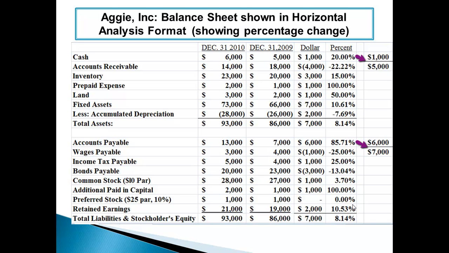Now what you'll find as you move through the lecture notes is I did go ahead and take a snapshot of what horizontal analysis for Aggie Inc. could look like. In this one I showed the percentage increase or decrease, with decreases being shown as negatives. So cash increased 20%, accounts receivable decreased 22.22%, inventory increased 15%, and so on. You could look at each of these items and compute it.